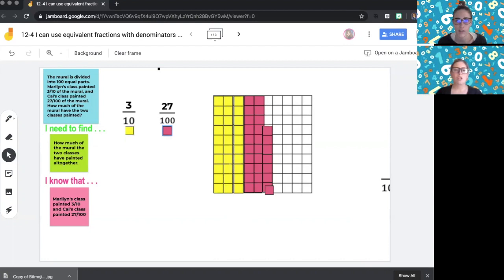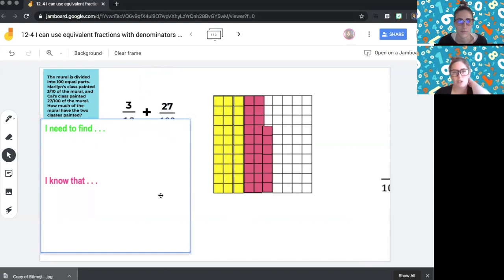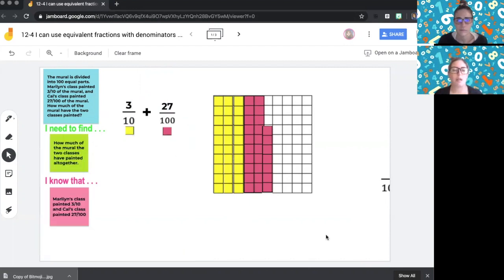So how can we use what we know here to find out how much they painted all together? So I know altogether is a key word, and it helps me identify the operation I need to use, which would be addition. So I know that I can add up all the parts that are painted on the mural to find out how much is painted all together.